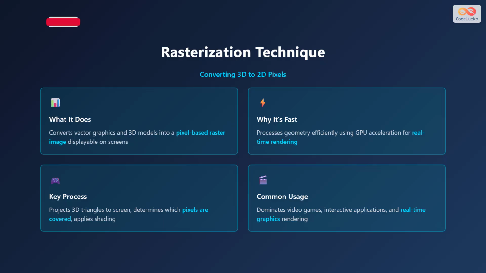Rasterization is a rendering technique that converts three-dimensional vector graphics and models into a pixel-based image that displays on screens. It works by projecting three-dimensional triangles onto a two-dimensional surface, determining which pixels are covered, and then applying shading to those pixels. Rasterization is extremely fast because it uses GPU parallel processing, making it perfect for real-time applications like video games where you need 30 to 60 or more frames per second. The GPU processes thousands of pixels simultaneously, which is why this technique dominates interactive graphics.